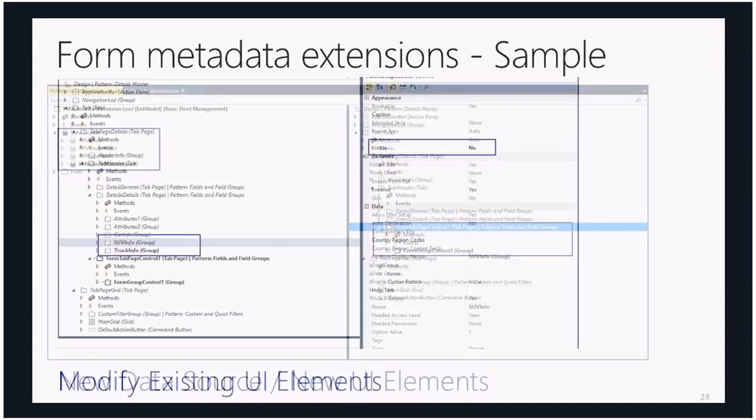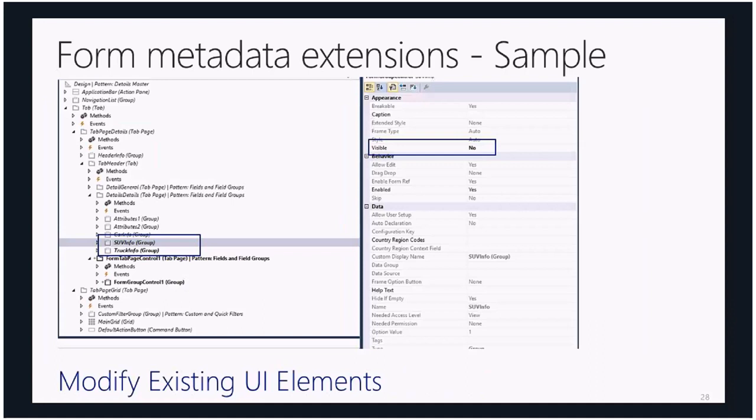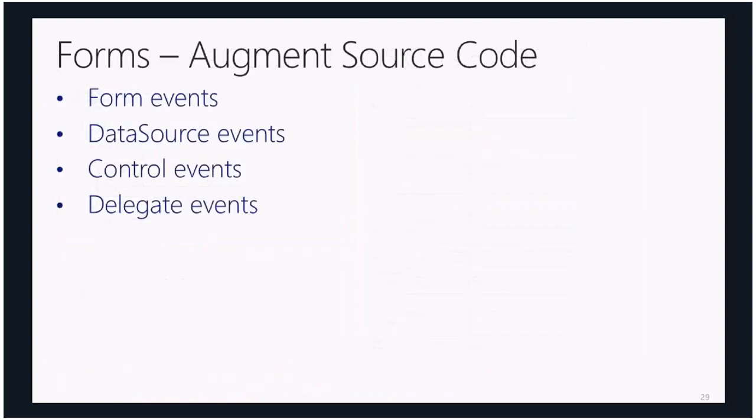Here you can see I've selected an existing group from the base form, and I can update several metadata properties in the editor. In my example, I have changed each of them to be non-visible. The properties that support editing via extensions are active in the property window. You can see the fields such as caption, enabled, country region codes, and help text there. So you can add, modify, and even hide UI elements.